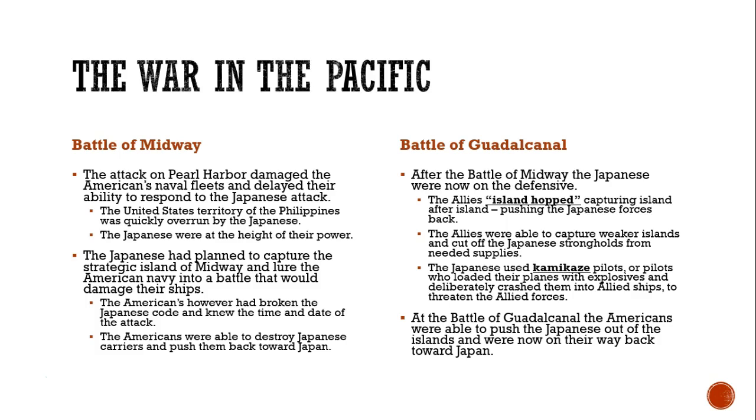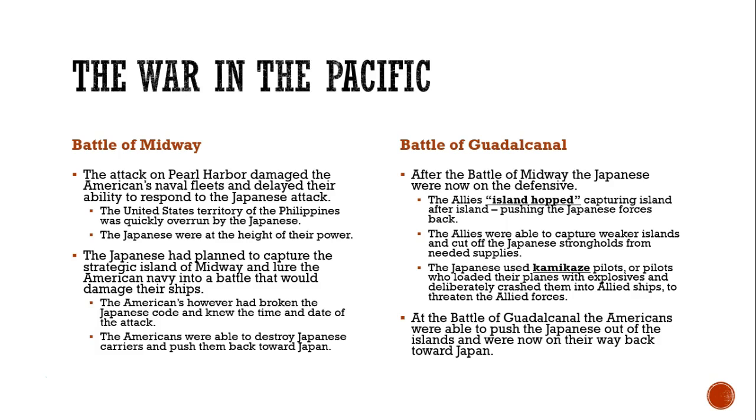They had planned to capture the strategic island of Midway to lure the remaining American naval ships into a battle. The Americans, however, had broken Japanese code and knew the time and date of the attack, so they were able to be on the defensive when the Japanese came, and we were able to push them back towards Japan.